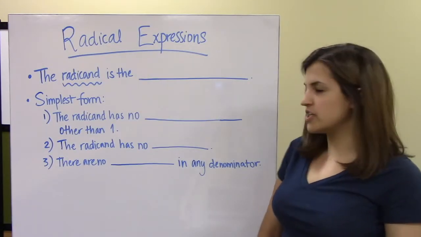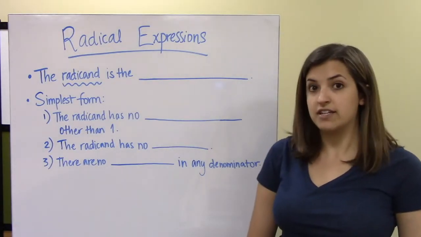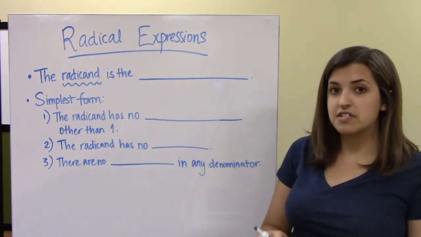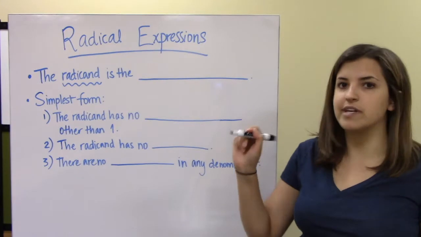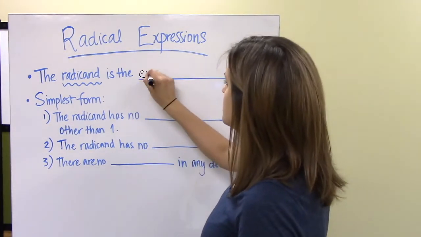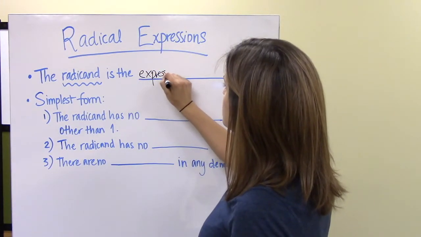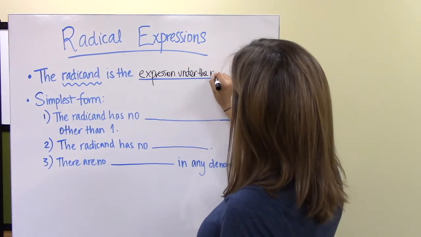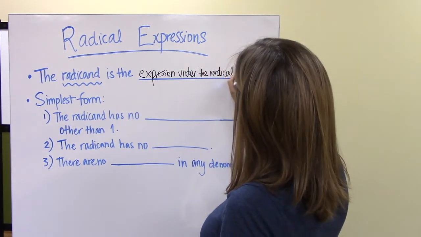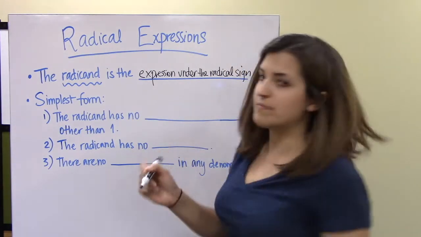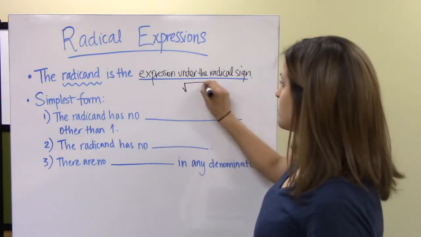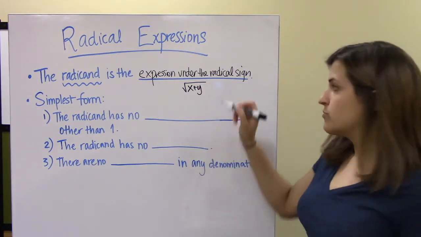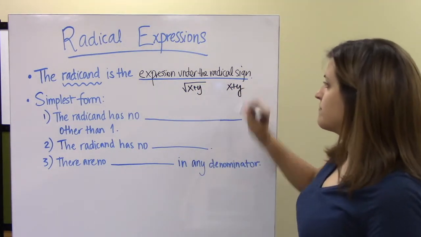This last definition is the radicand. So when we refer to the radicand, we're really talking about the expression under the square root sign. So the expression under the radical sign. So if I had something like this, the square root of x plus y, my radicand would be x plus y.